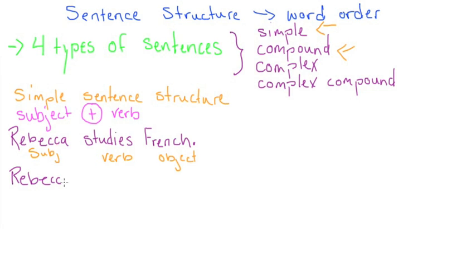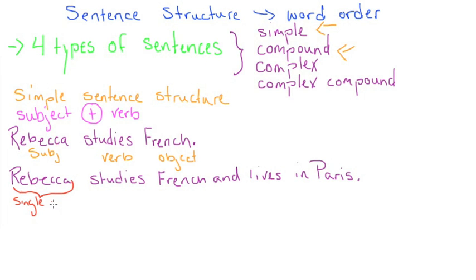We can also say Rebecca studies French and lives in Paris. And here you see Rebecca is our subject, but there are 2 verbs, studies and lives. But both of these verbs correspond with Rebecca, and it's still one idea.